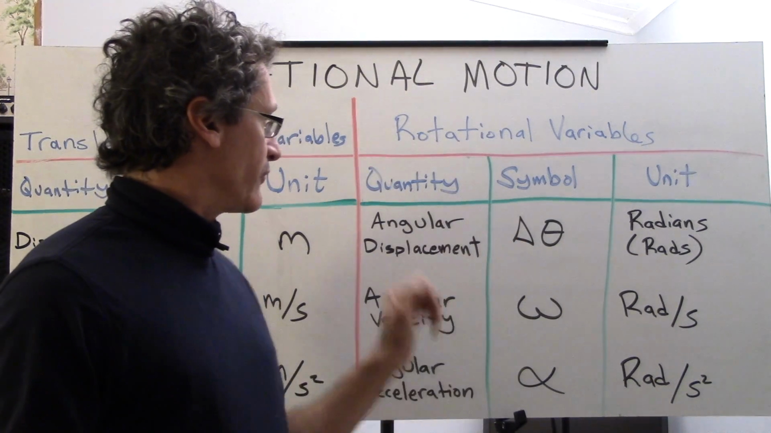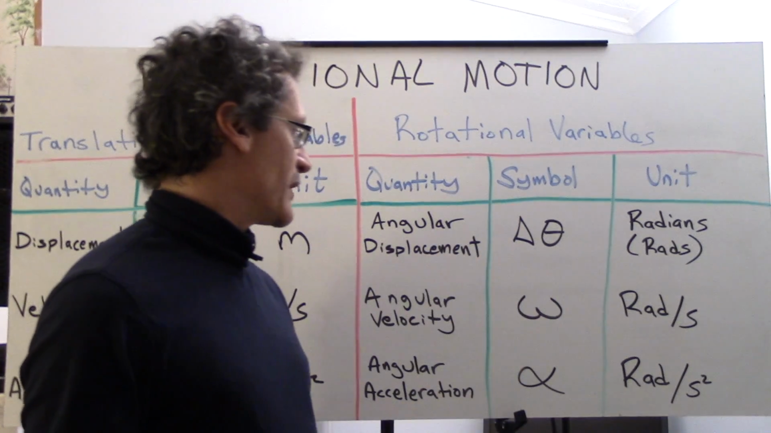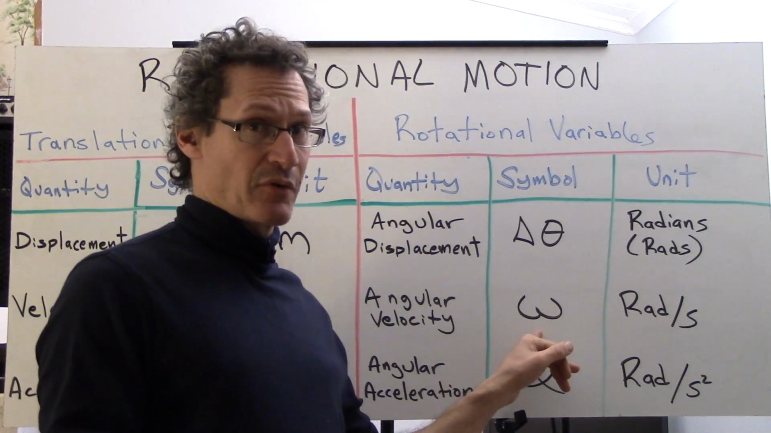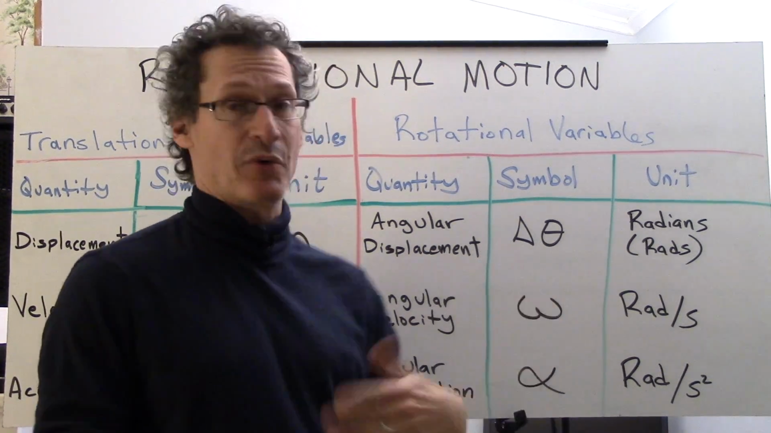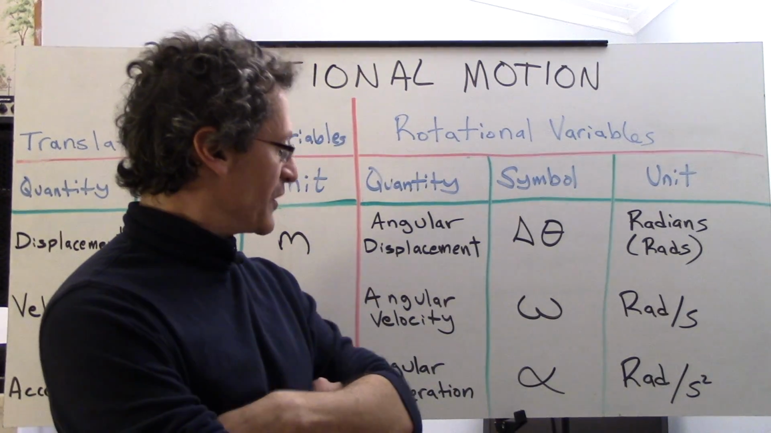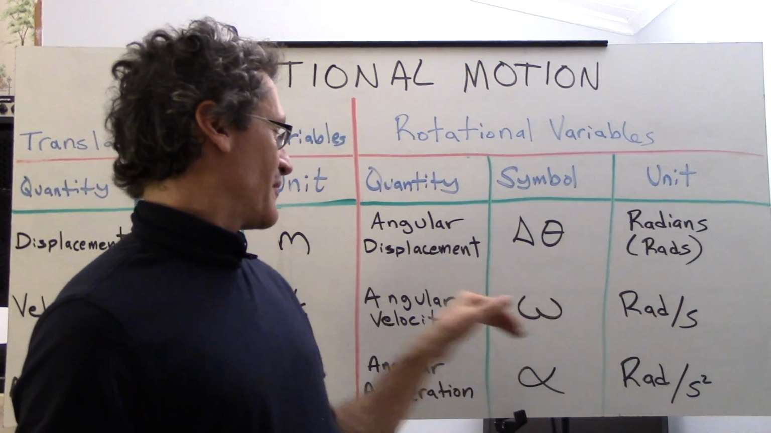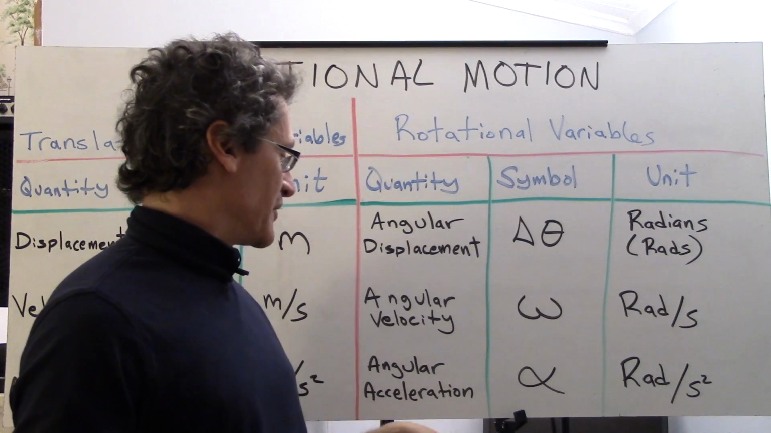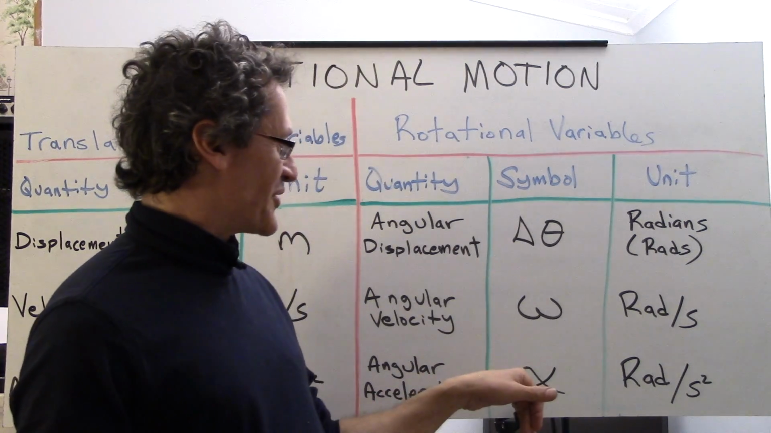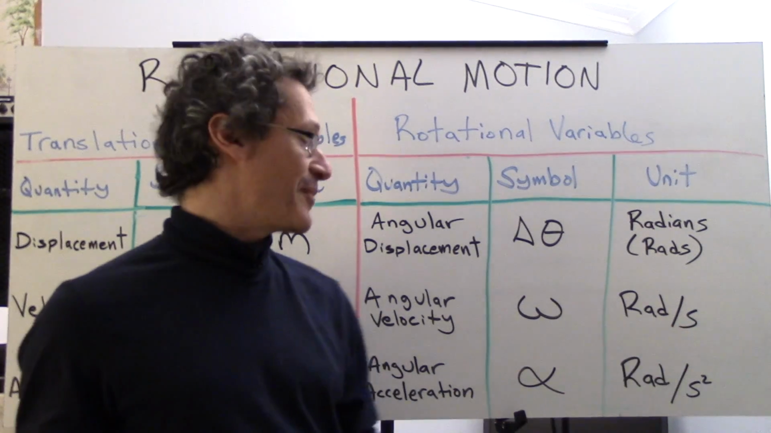So the symbol for angular displacement is delta theta. The change in theta is the angular displacement. This figure over here is called omega. It's lowercase omega, a Greek letter. Looks kind of like a little buttocks, a little booty, but there we go. That's what it looks like. All right, angular velocity. Angular acceleration looks like a little fish. This is called alpha. So first letter in the Greek alphabet, alpha.